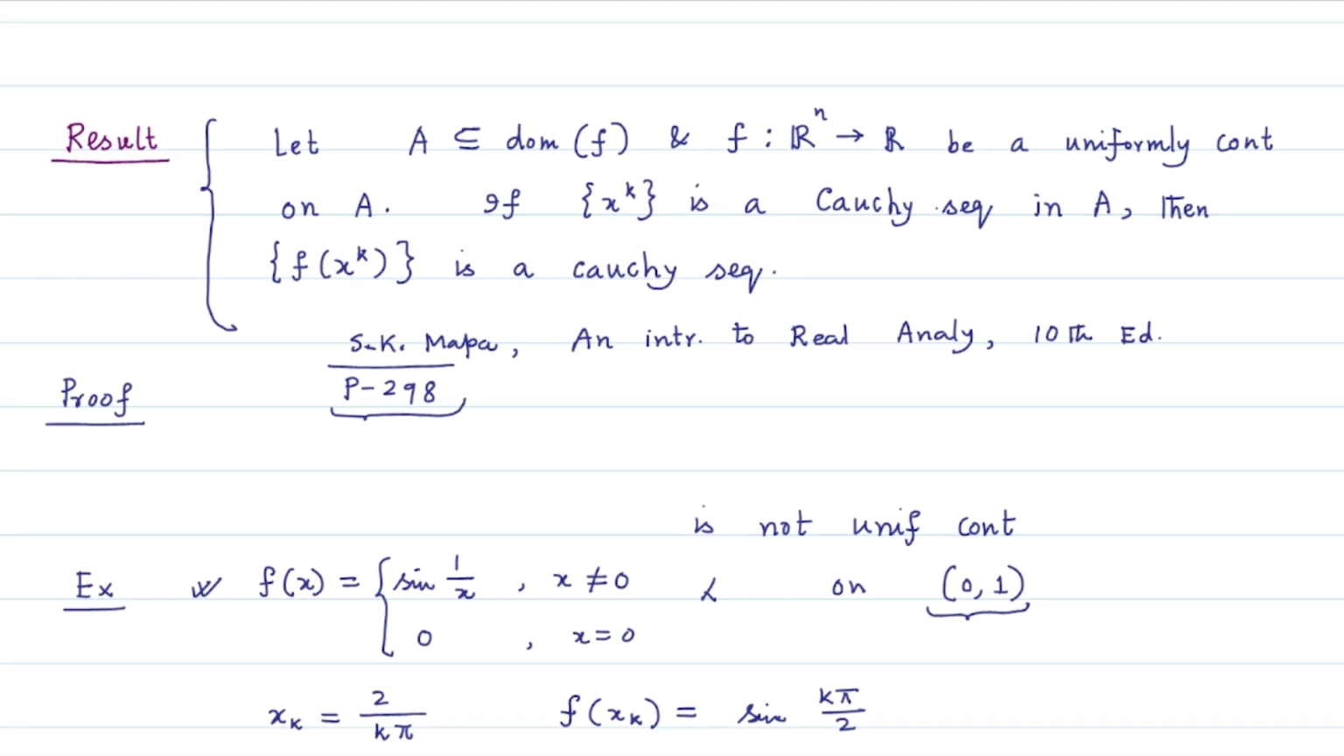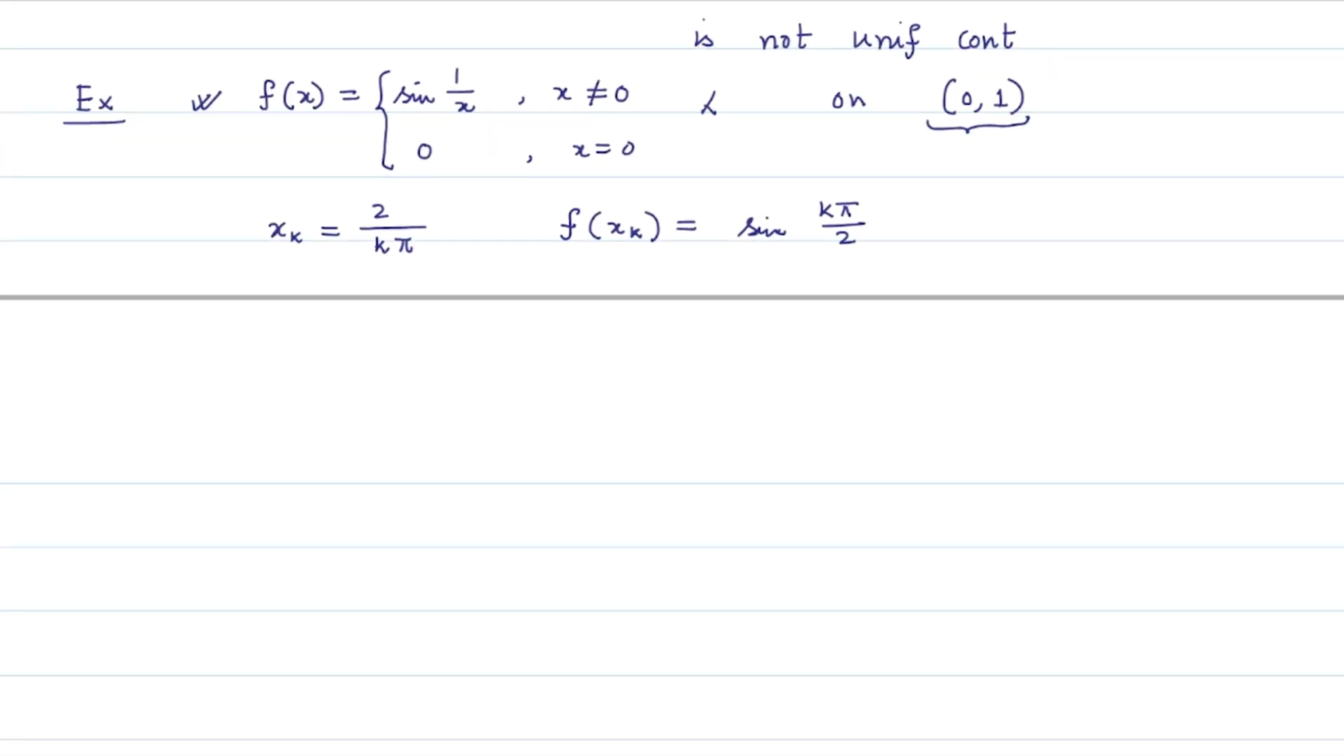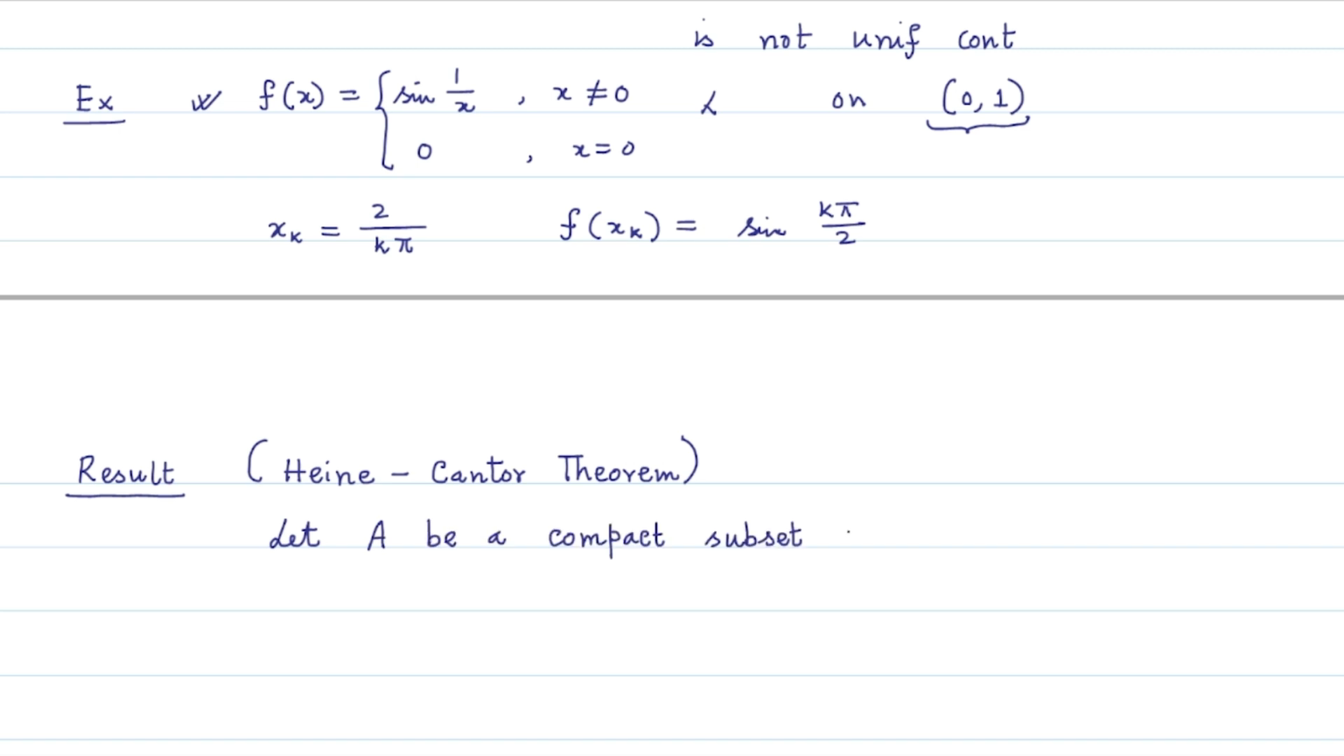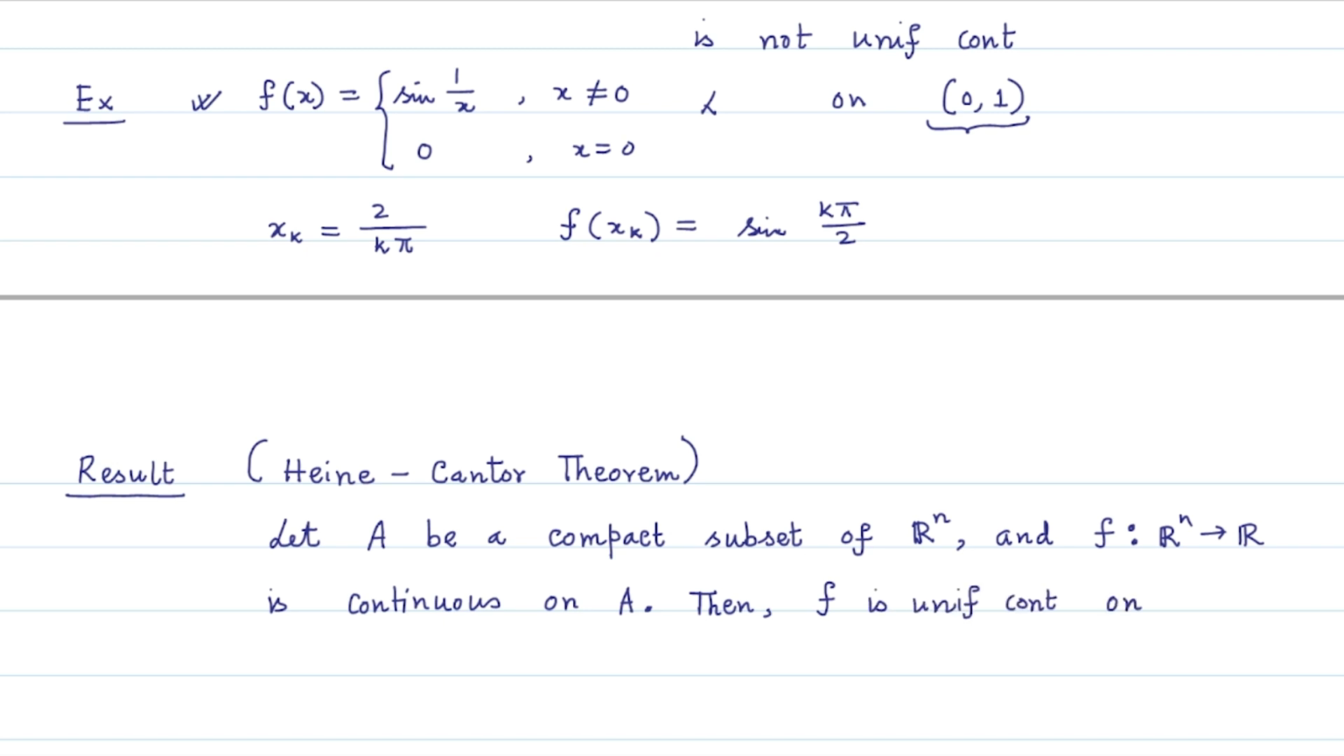Now I will mention a result on uniform continuity by Heinrich Eduard Heine and Georg Cantor, which is famously known as the Heine-Cantor theorem, which says that continuity on a compact set implies uniform continuity. Neatly, the result states that let capital A be a compact subset of R^n and the function f is continuous on the set capital A, then the function f must be uniformly continuous on the set capital A.